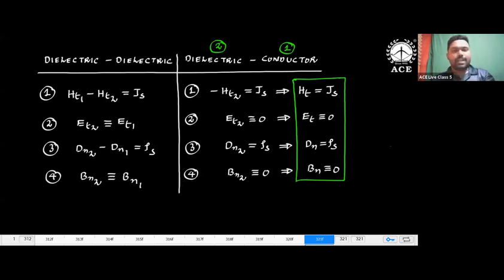Okay, welcome back. How to decide the J_S direction? I'll explain everything while discussing the numericals.